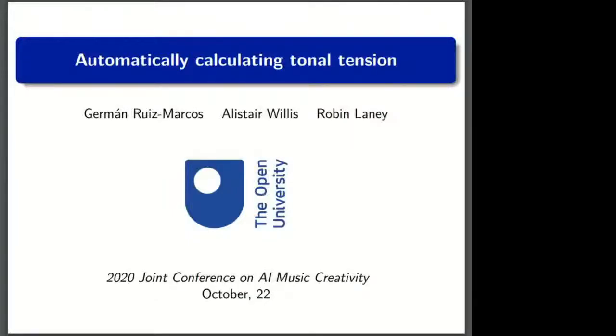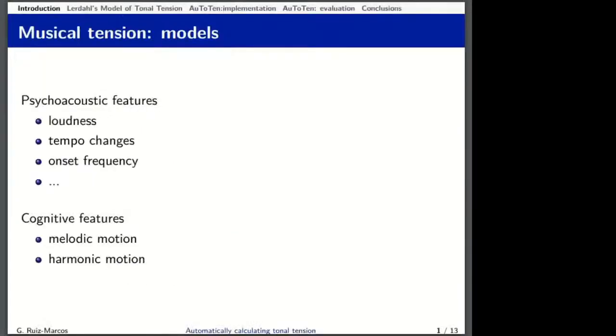Hi everyone, my name is Germán Ruiz Marcos, and today I'm presenting a research project I have been working on together with Alistair Willis and Robin Laney at the Open University. As you can see, this project concerns the automatic calculation of tonal tension. In the literature, many authors have identified the concept of musical tension as essential to the listening experience. As a consequence, many scholars have attempted to model musical tension.